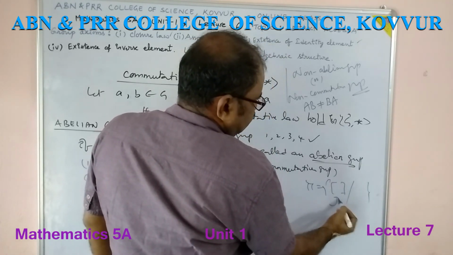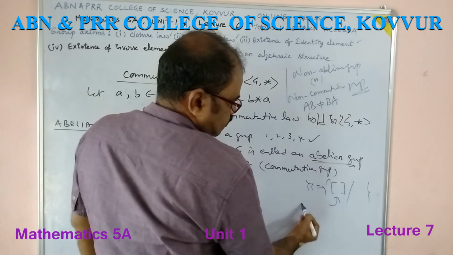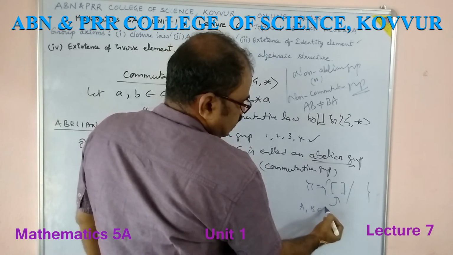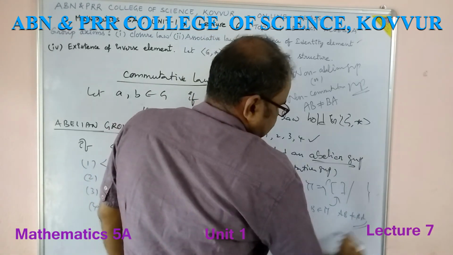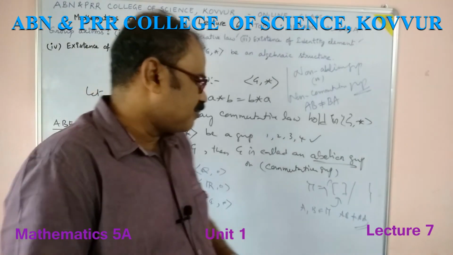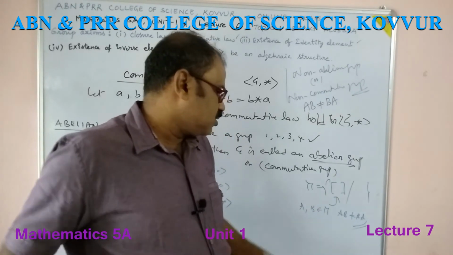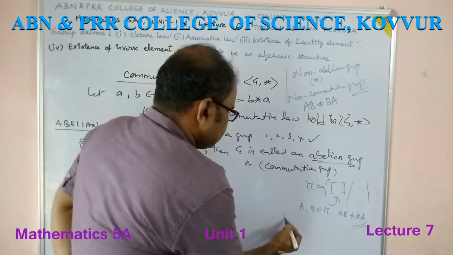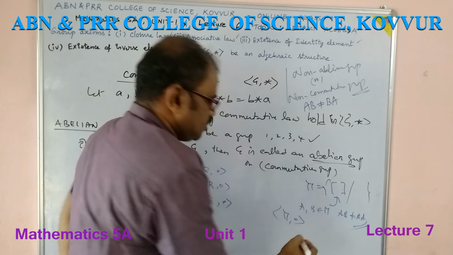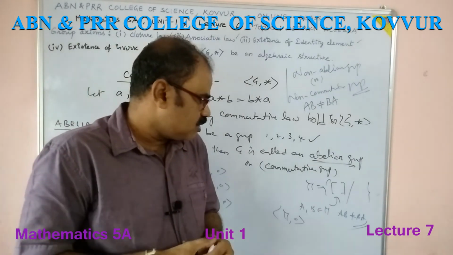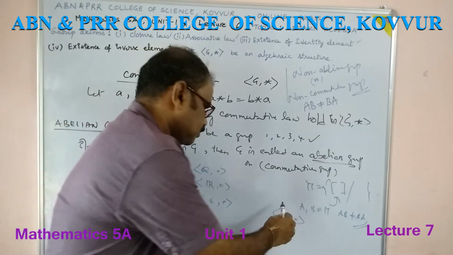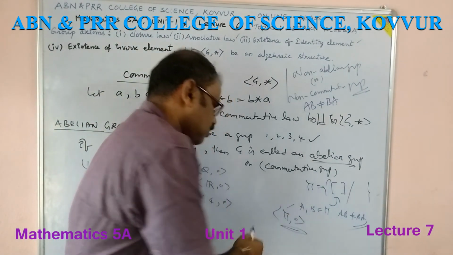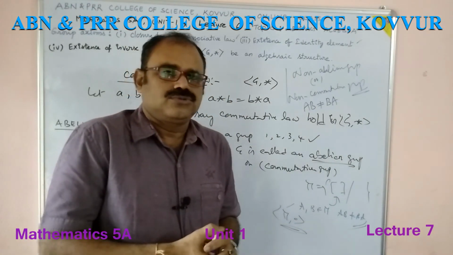If we consider the set of all matrices, M is the set of all matrices. In M, every element is a matrix. So, consider two matrices, A comma B belongs to M. AB is not equal to BA. This is the best example for a non-commutative group with respect to multiplication. M with respect to multiplication, M dot, is a non-commutative group, or non-abelian group.